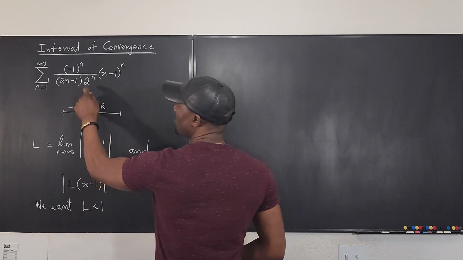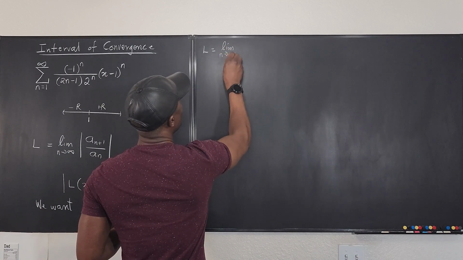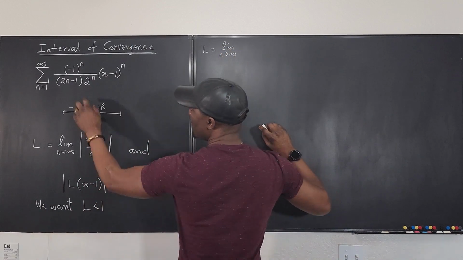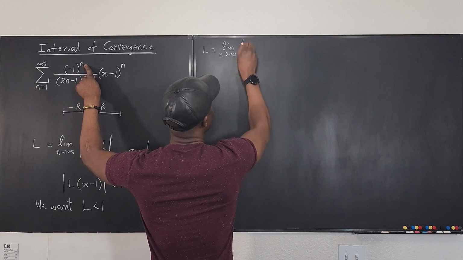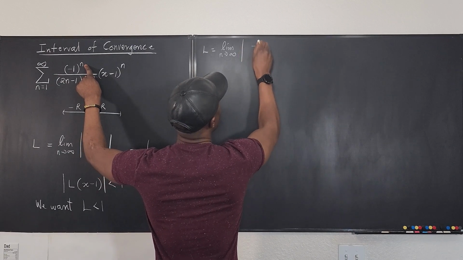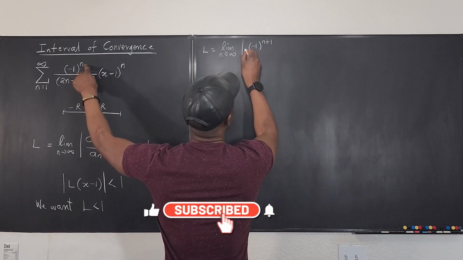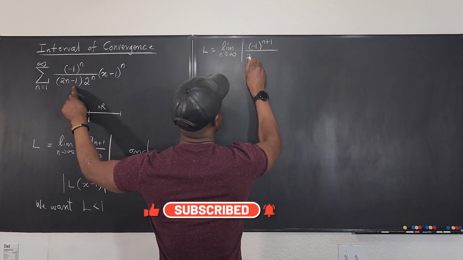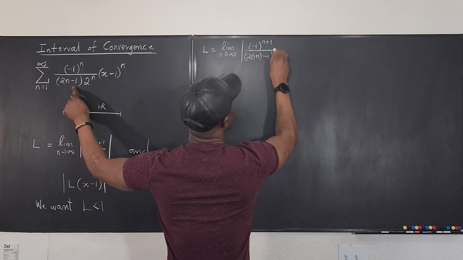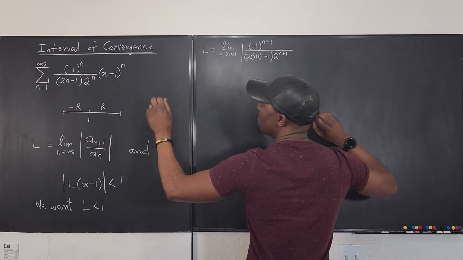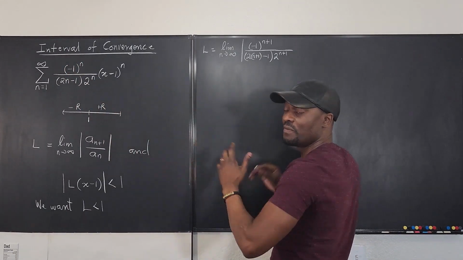Okay, so what is a sub n plus 1? We're going to say L will be the limit as n goes to infinity of a sub n plus 1, which will be the version of this where you have increased n by 1. So it's going to be the absolute value of negative 1 raised to n plus 1, divided by, you write this also, that's going to be 2 times n plus 1 minus 1, all multiplied by 2 to the n plus 1. And you're going to divide it by a sub n. A sub n is now what you have here. And remember, when you're dividing a fraction by a fraction, you flip the fraction on the right.